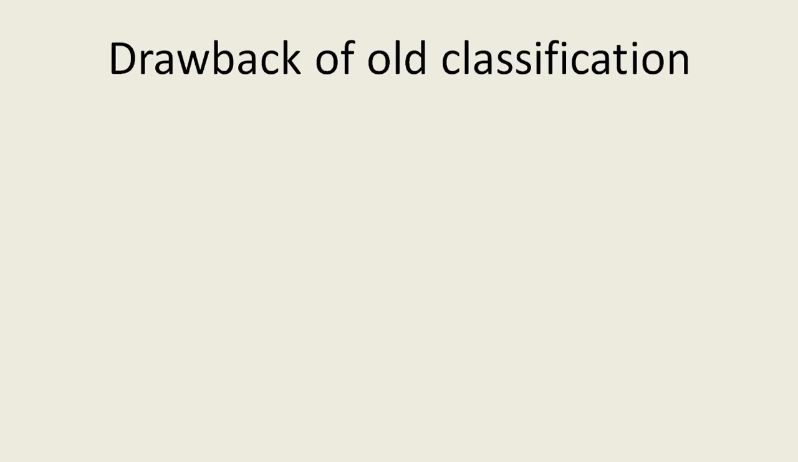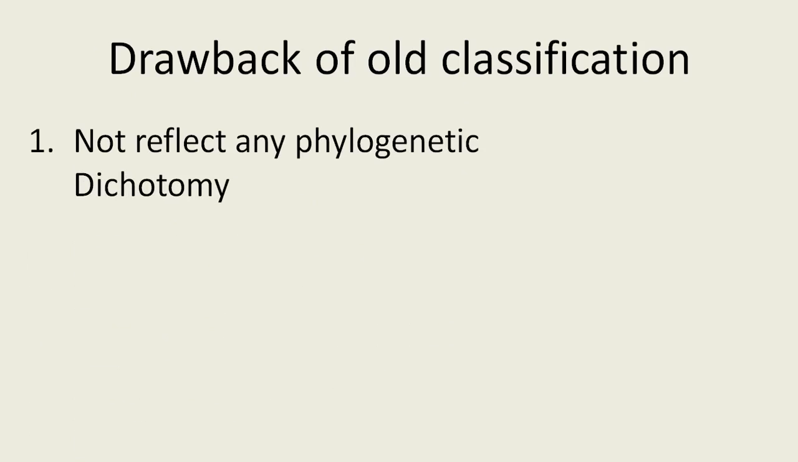What are the drawbacks of the old classification systems? The very first classification system had only two kingdoms, that means kingdom Animalia and kingdom Plantae. That means there is no reflection of any phylogenetic relationships, and therefore one major drawback that comes across in this classification is that no relationships are observed in the phylogeny.